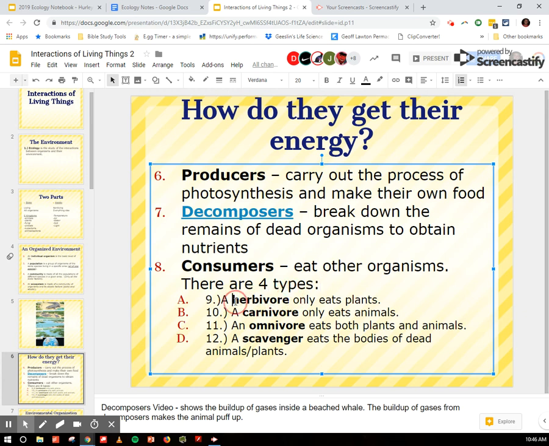The four main types. A herbivore eats producers. Mainly, we think of that as plants. A carnivore eats animals, or you could say consumers. We normally think of animals. Remember, animals includes things like bugs that we don't consider as having meat, but a carnivore is a meat eater. An omnivore eats both. They eat plants and animals, producers and other consumers. And then a scavenger, like we talked about already, eats the bodies of dead animals or dead plants.